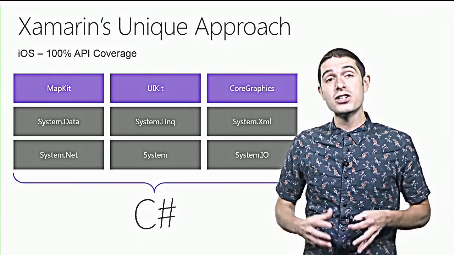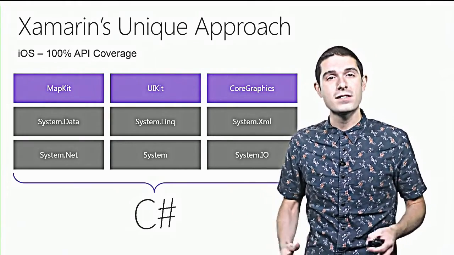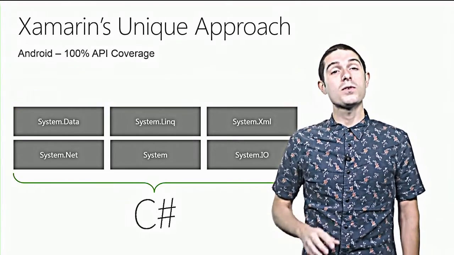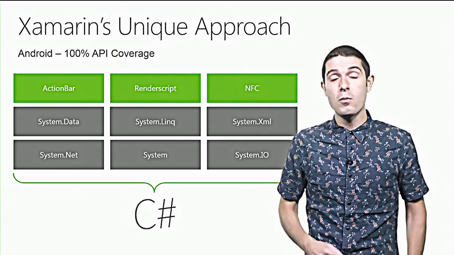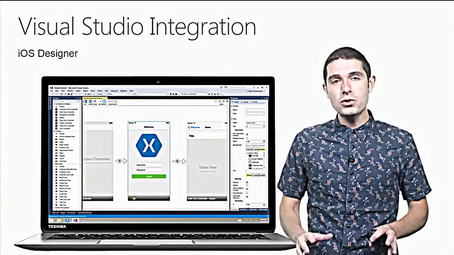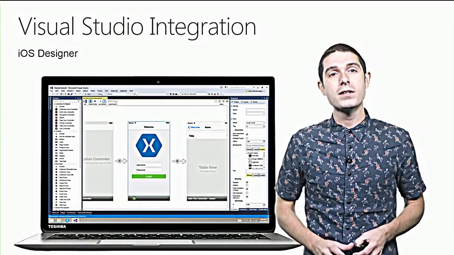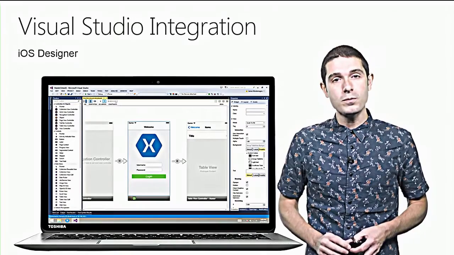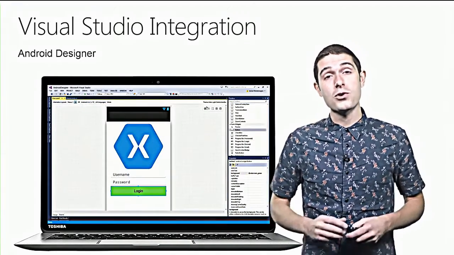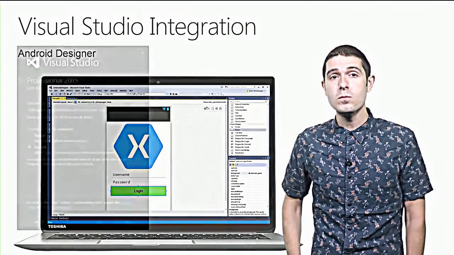And then you get to take advantage of C# features like LINQ, async await, lambdas, delegates, events, things that we know as C# .NET developers. And of course, we do the same thing over on Android, but with the Android APIs. Now, we have great tooling inside of Visual Studio to get you up and running with our iOS designer for Visual Studio to craft great iOS user interfaces, and of course, our Android designer built right into Visual Studio 2015.